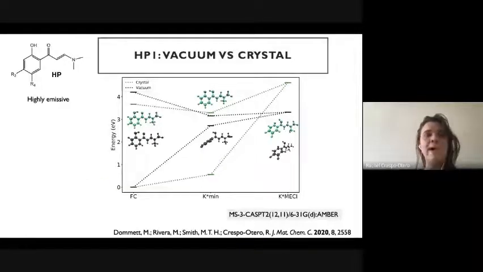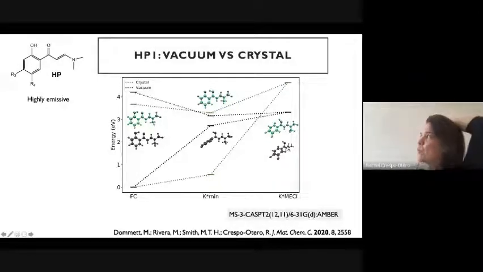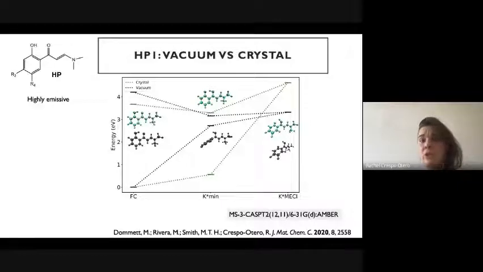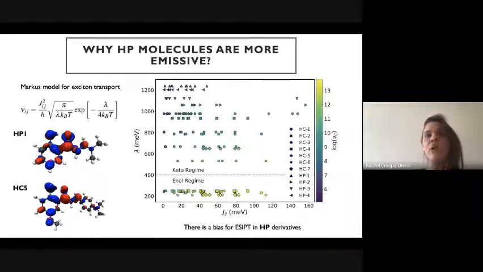So what happens in the systems that don't have this additional aromatic group? In the case of these systems, as I showed you at the beginning, they are really emissive, and when you look at them, their conical intersections are not accessible. So our narrative stays more or less the same. Our question here was, okay, the conical intersection is not accessible here, but it's the same for HC1. What is the reason why HP1 is so much more emissive than the other systems?